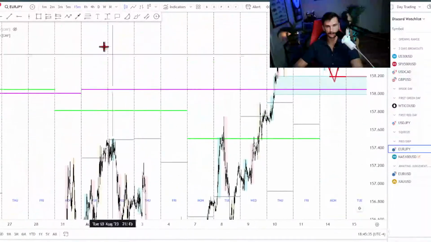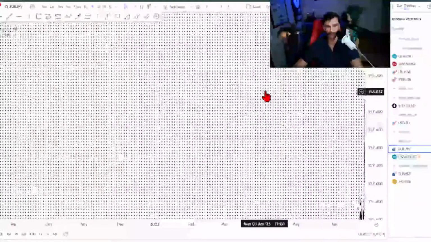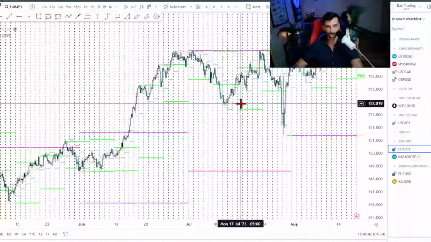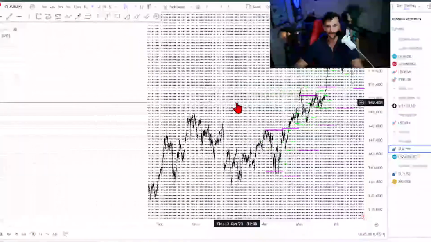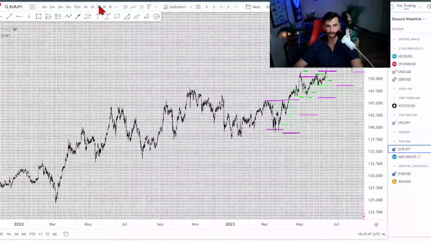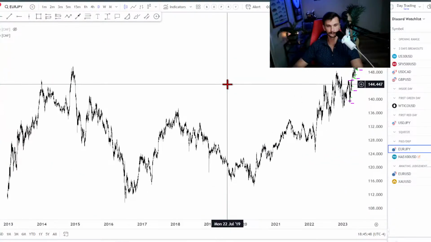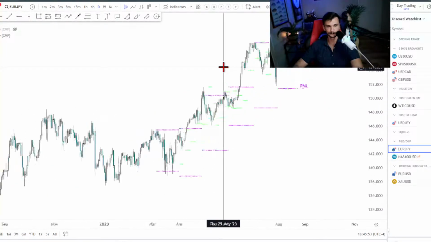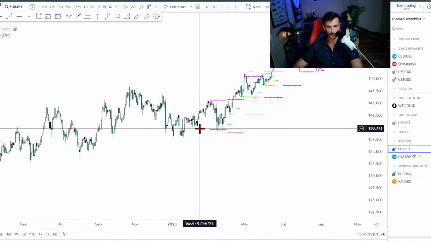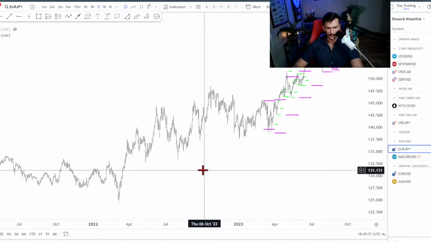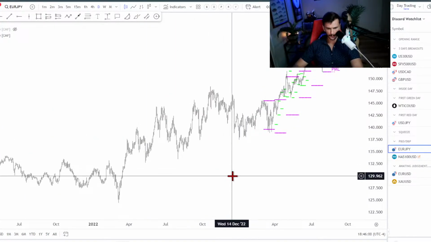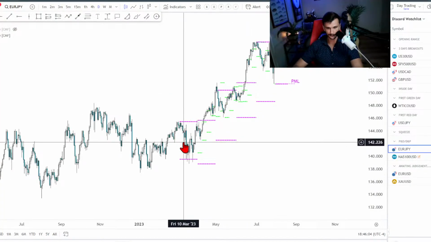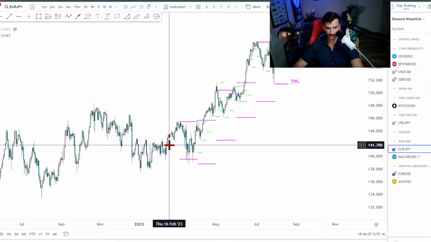Maybe. Wait, I need to zoom out a bit. What is going on with this? Are we at the high of the year? Is that what's going on? Where did the year begin? Alrighty then. November 22, January 23. What was the opening range for the year? It was right there.